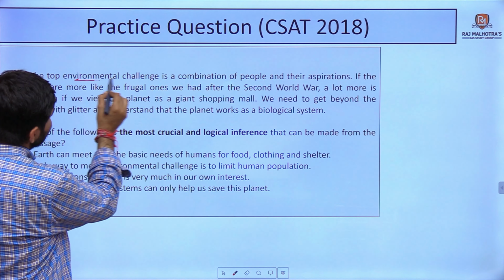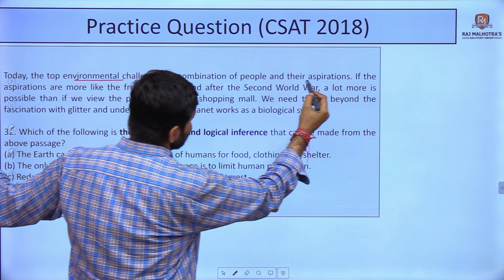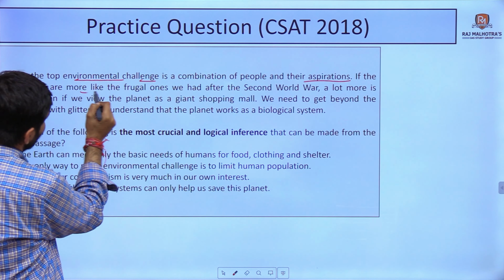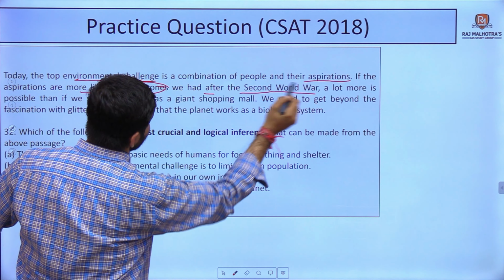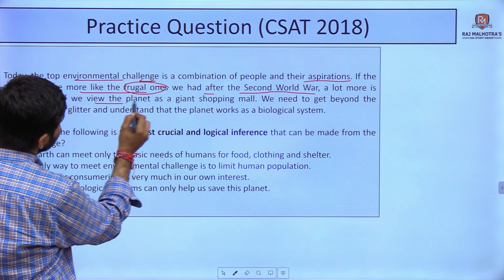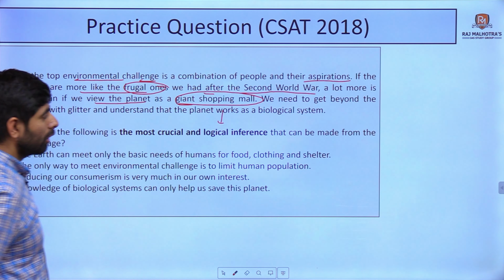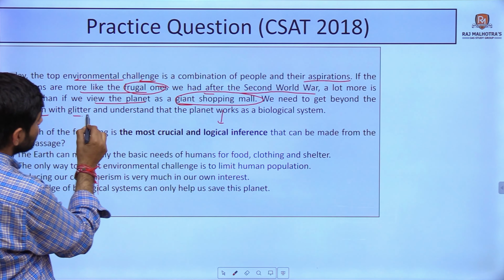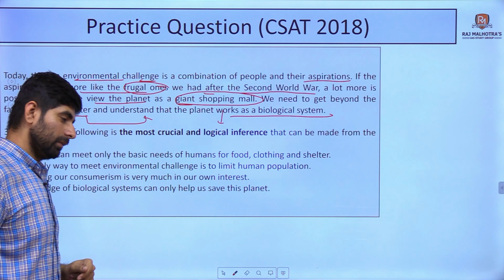Today the top environmental challenge is a combination of people and their aspirations. If aspirations are more like the frugal ones we had after the Second World War, a lot more is possible than if we view the planet as a giant shopping mall. Clear? Giant shopping mall. Remember, we need to get beyond the fascination with glitter and understand that the planet works as a biological system.